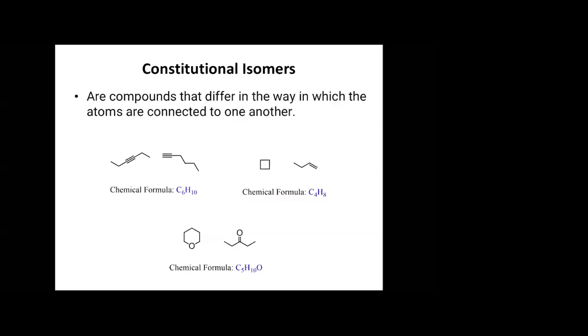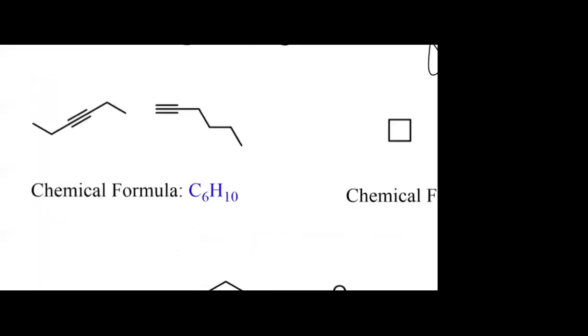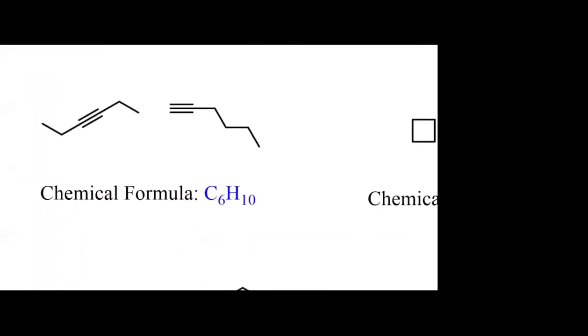Again, these compounds differ in the way in which the atoms are connected to one another, okay? But they have the same chemical formula. So let's look at these pairs, okay? In the first pair, and we're always going to be comparing two molecules, both of them are C6H10. Let me illustrate the carbons and hydrogens so you guys see them.